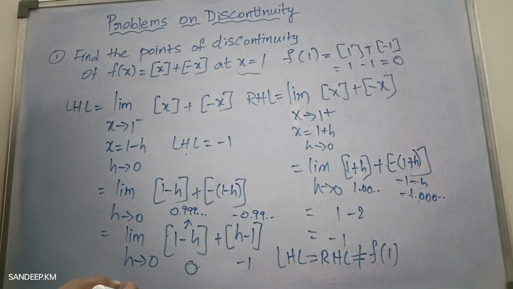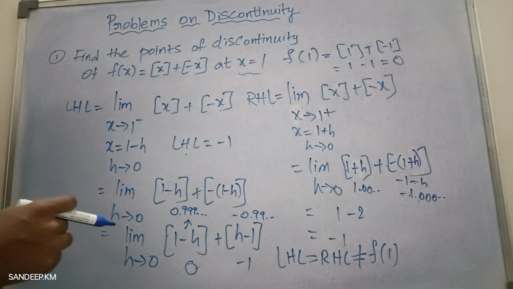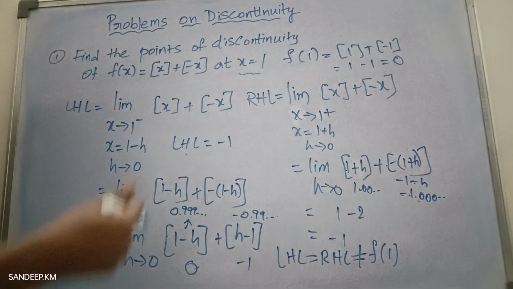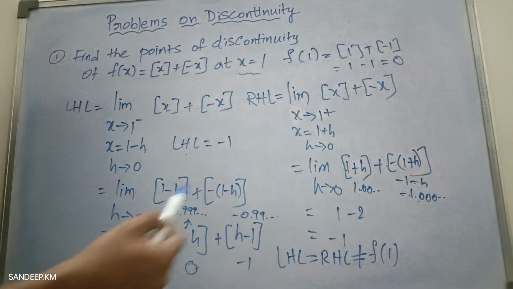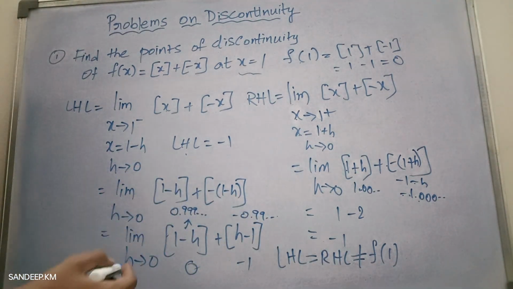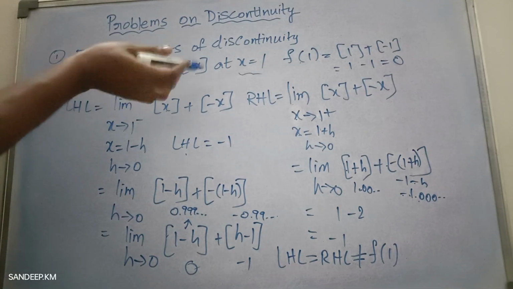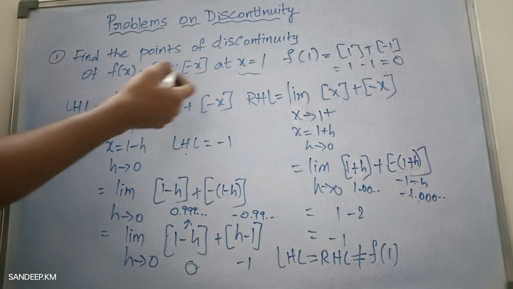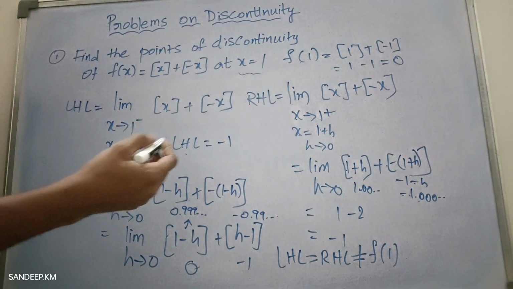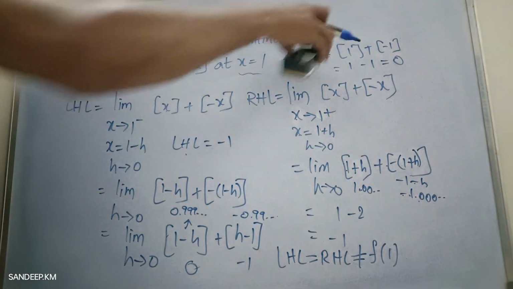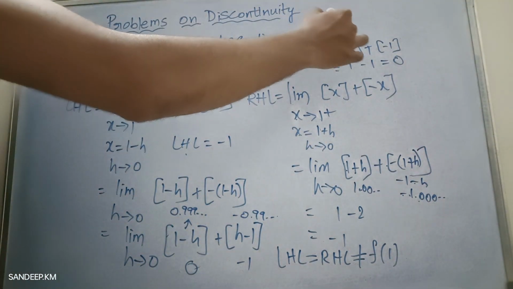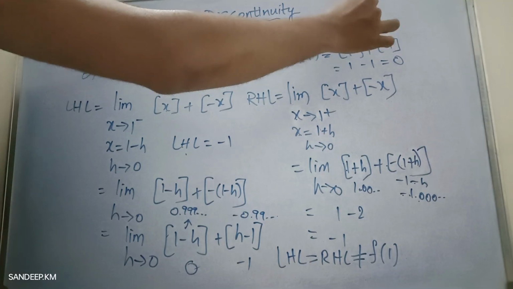So if that is the case, we have already discussed it in the types of discontinuity. What type of discontinuity does the function have? Limit exists but it is not equal to the value of the function. It is what type of discontinuity? The function is discontinuous at x is equal to 1, and it is what? Isolated point discontinuity.